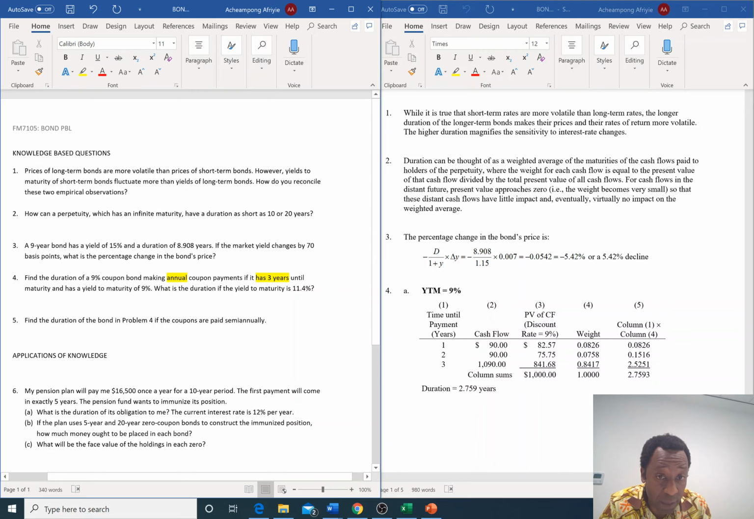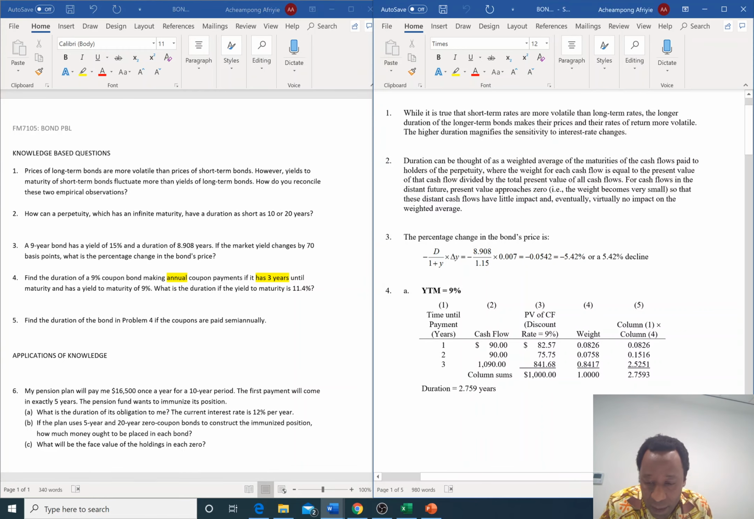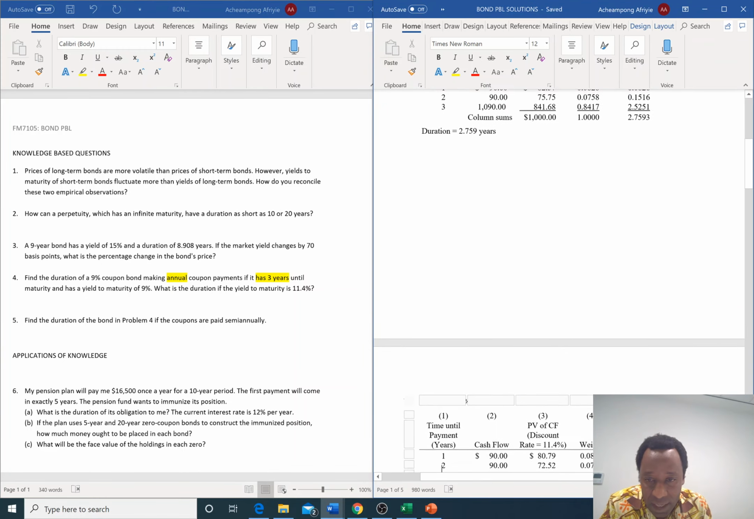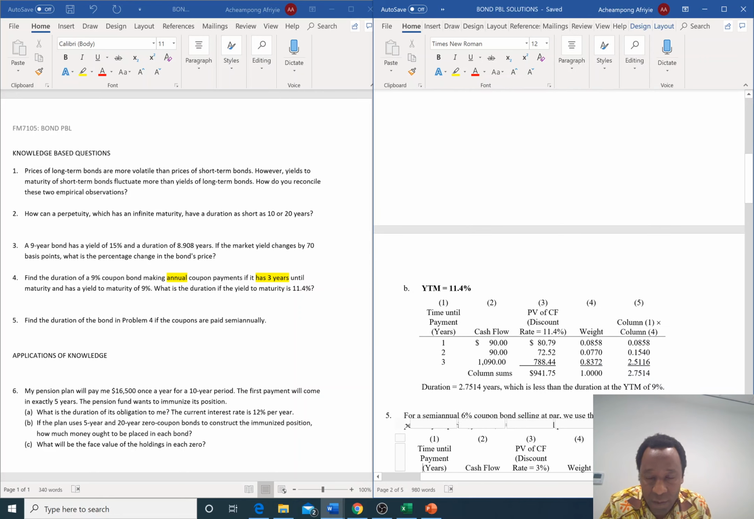No, sorry, you have to do the 11.4%. Sorry, what is the duration if the yield to maturity is 11.4? Can you imagine how cumbersome that would be if you didn't have the calculator? Then, as you can see in our answer here, you have to do the same workings again, changing your yield to 11.4. But because we have this guy, we can just go back. Right, we can just go back and change the figures.